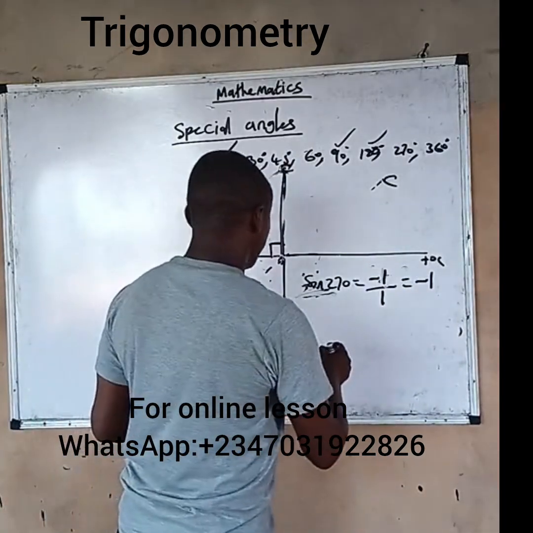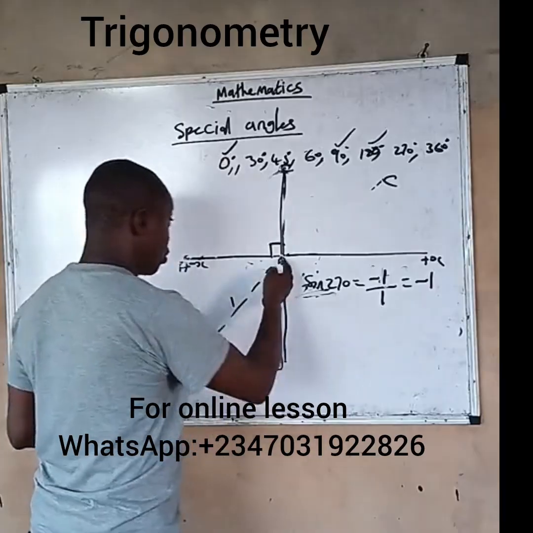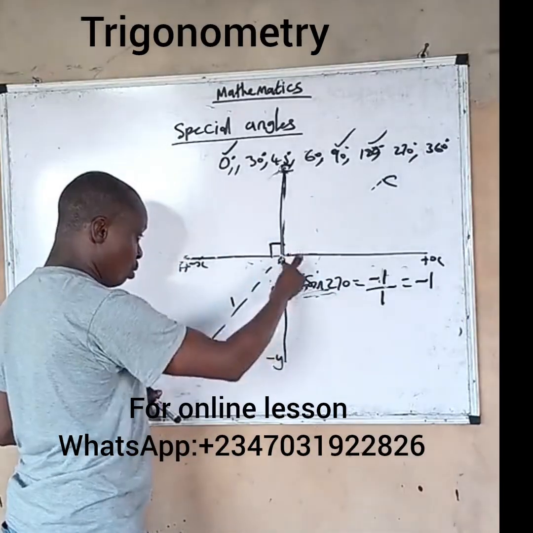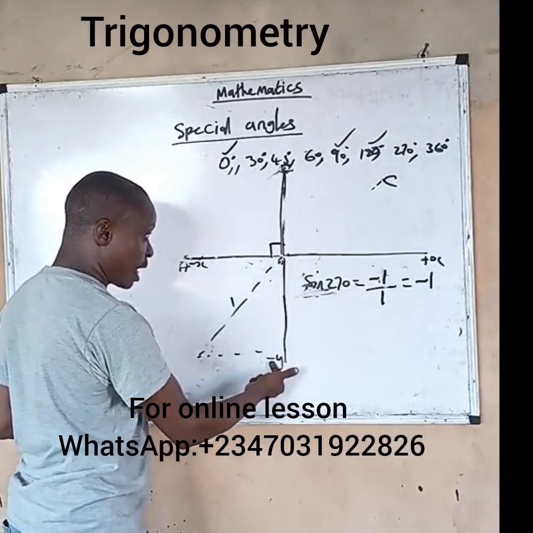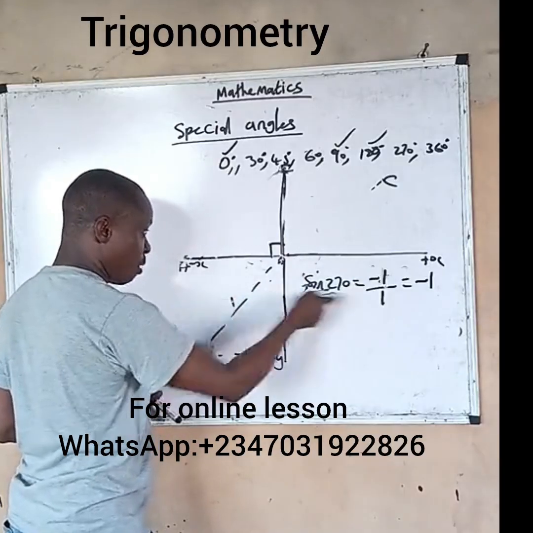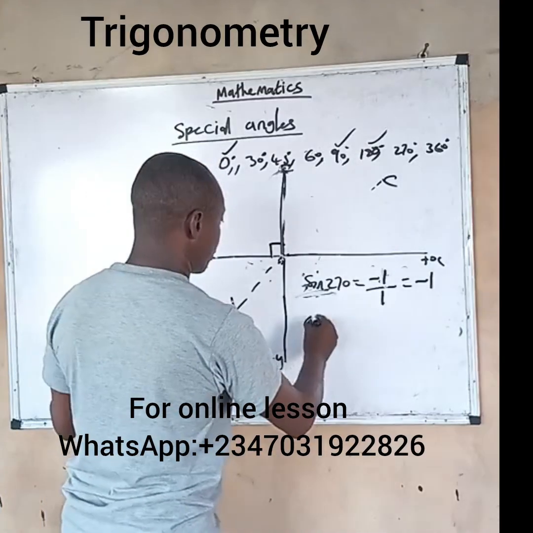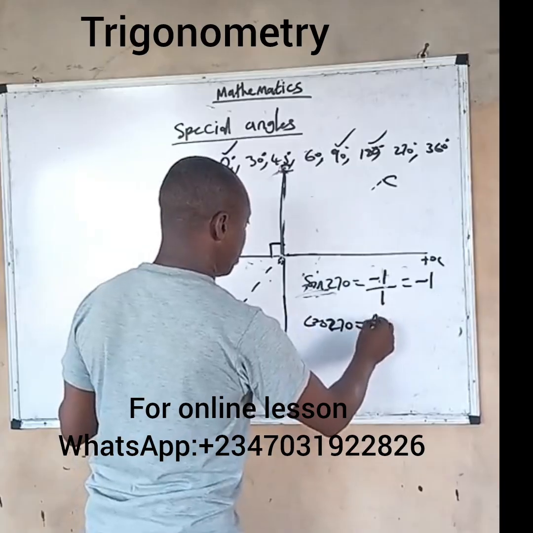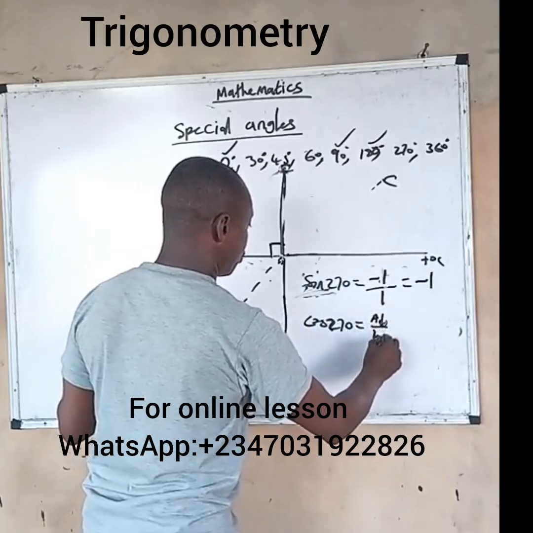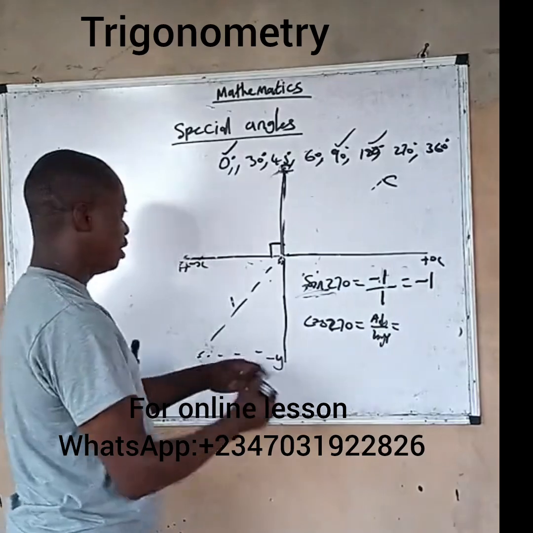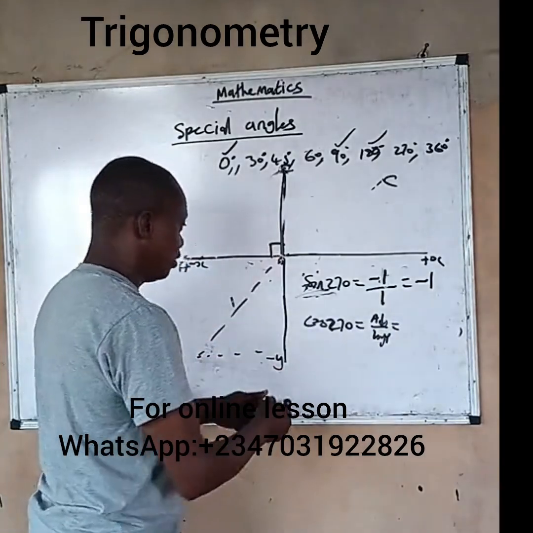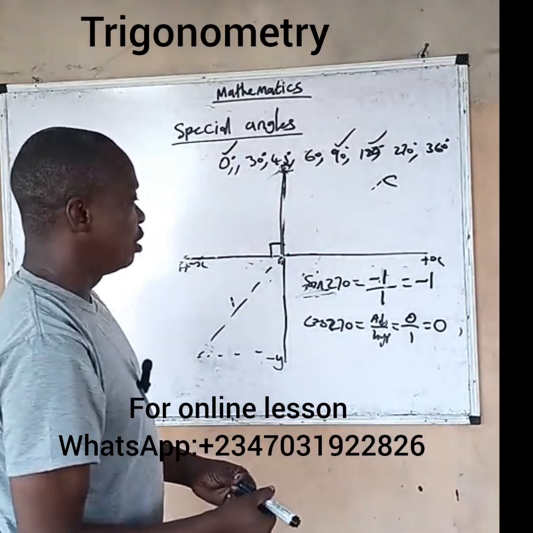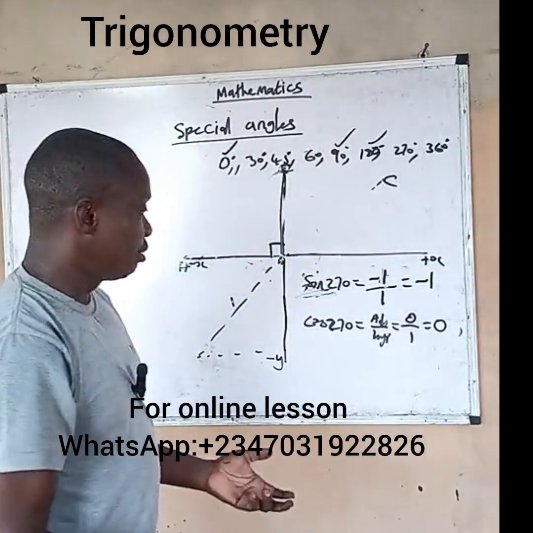Then, because remember the line AC that was here is now on this line, so the 1 is here. But because this is negative, I will not carry minus 1 over the 1. Then cos 270. Cos 270, as you know, is adjacent over hypotenuse. Now your adjacent, your x, is 0 because it is on this line. 0 over 1, which is 0. So cos 270 degrees is 0.